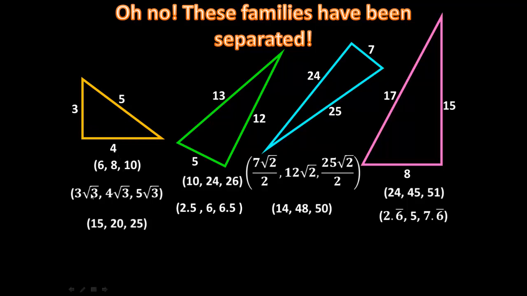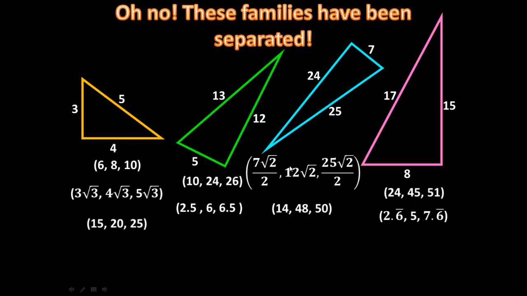Like here, I multiplied by radical 3. So 3 radical 3, 4 radical 3, 5 radical 3. Here, I multiplied everything by 5. Okay, and it works over here too. Look, 5 times 2 is 10, 12 times 2 is 24, 13 times 2 is 26. But wait a minute, what did I do here? I divided by 2. 5 divided by 2 is 2.5, 12 divided by 2 is 6, and 13 divided by 2, 6.5. Okay, this one, a little more confusing.